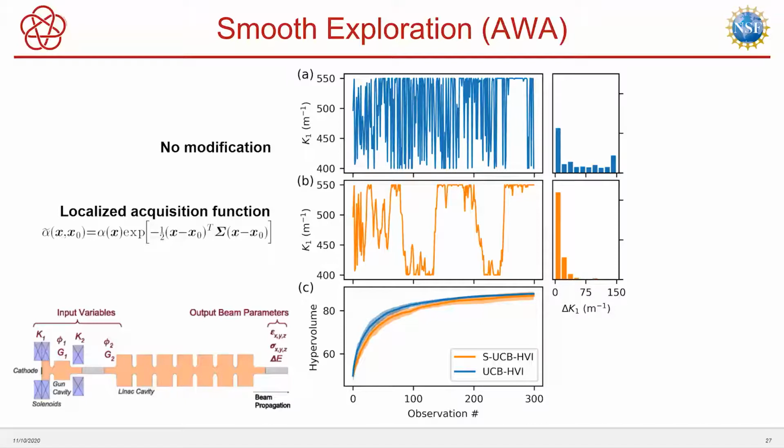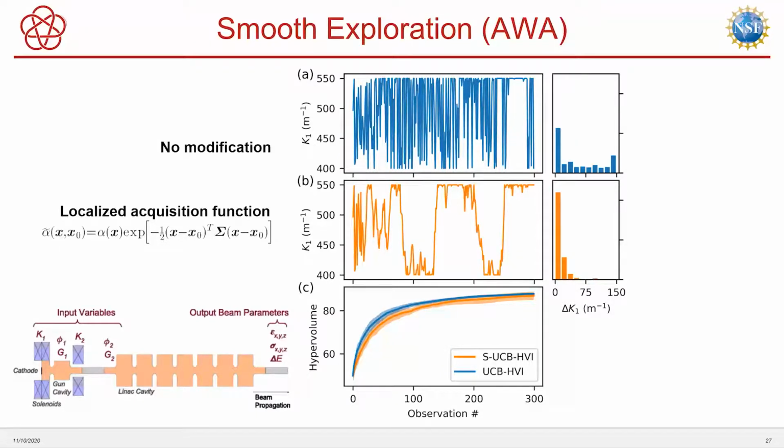And we see that during the normal multi-objective Bayesian optimization algorithm, this parameter has very large jumps very frequently. And we also see that in the corresponding histogram. However, once we add this localized acquisition function term to our acquisition function, we significantly decrease the frequency and the size of large jumps in the parameter, excuse me. And then we can also compare how fast both of these methods increase the hypervolume.